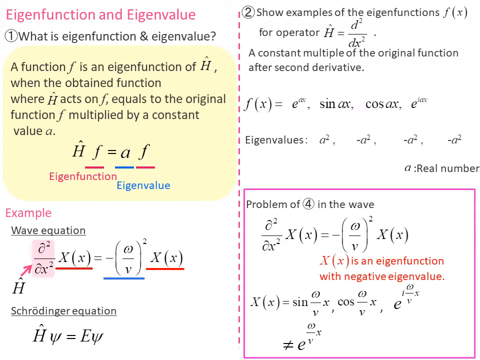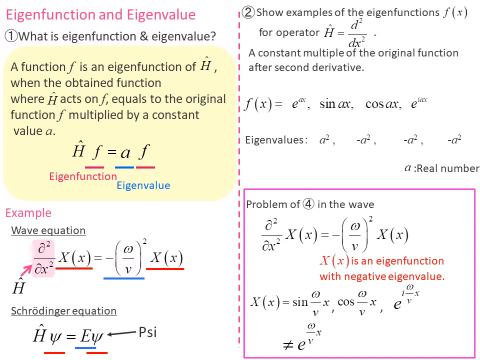In addition, the Schrödinger equation we are going to study also has a structure of eigenvalues and eigenfunctions. In the case of the Schrödinger equation, an eigenfunction is often written as the Greek letter psi, and an eigenvalue is often written as the capital letter E because it represents energy.